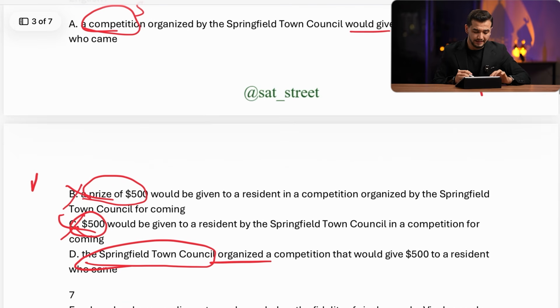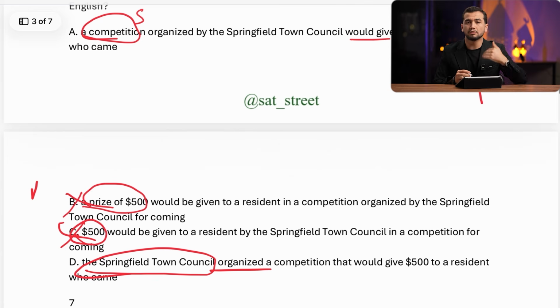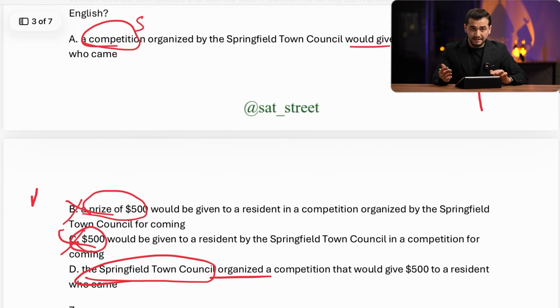What about D, the Springfield Town Council? So I think that's going to be more logical for people or organization to have an intention to honor people, right? So from this we can say D is going to be correct. In modifier questions you have to think logically here.